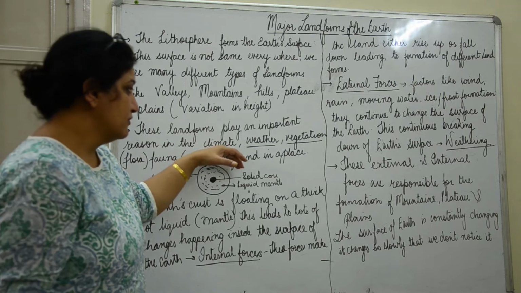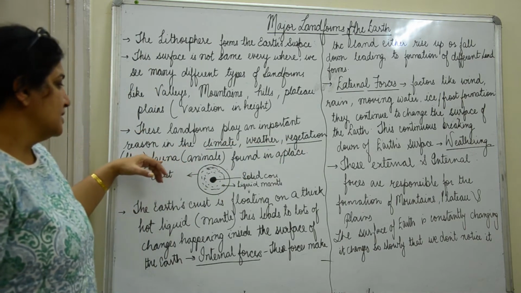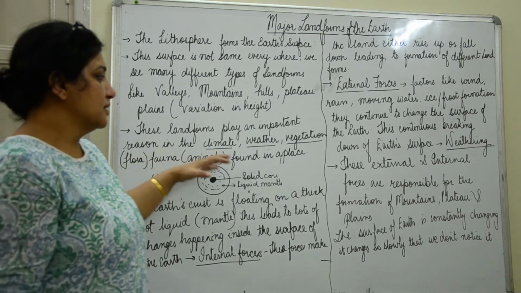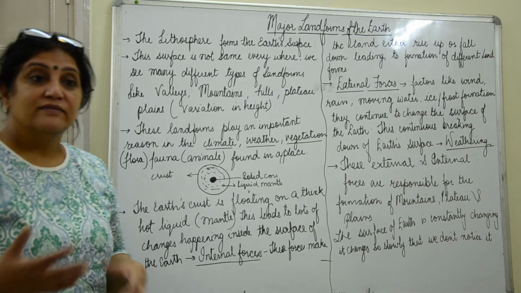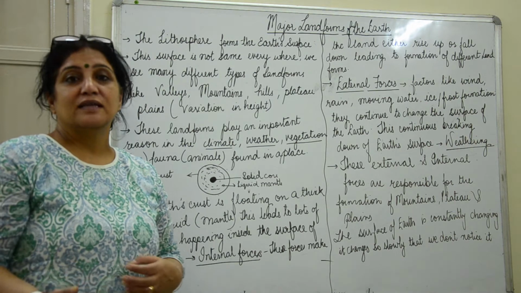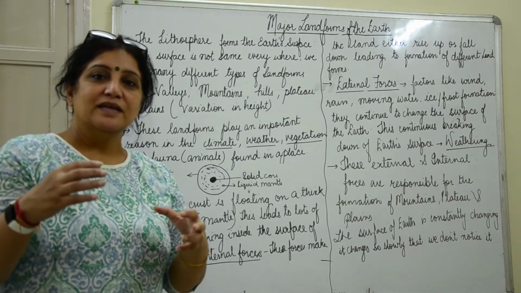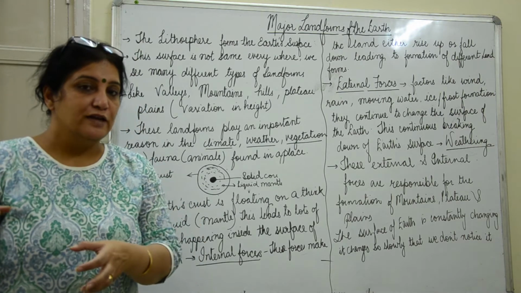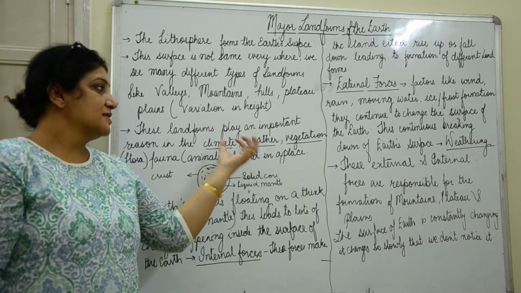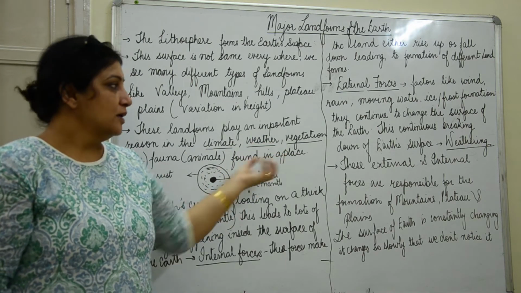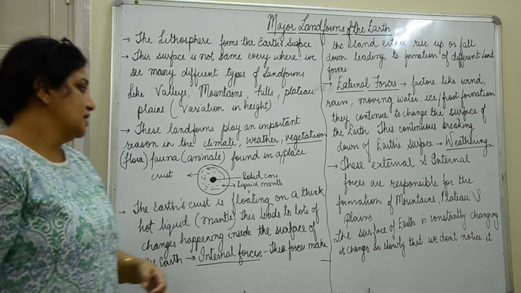Landform plays an important factor in climate, weather, vegetation and in deciding the fauna, or the kind of animals, found in a place. And also on the diversity of the people living in that place. Link it up with your chapter of civics. You will see that people living in a particular region will eat a particular kind of food and wear a particular kind of clothes. All this is dependent on the weather, and the weather is dependent on the landform. So all this is connected with each other.